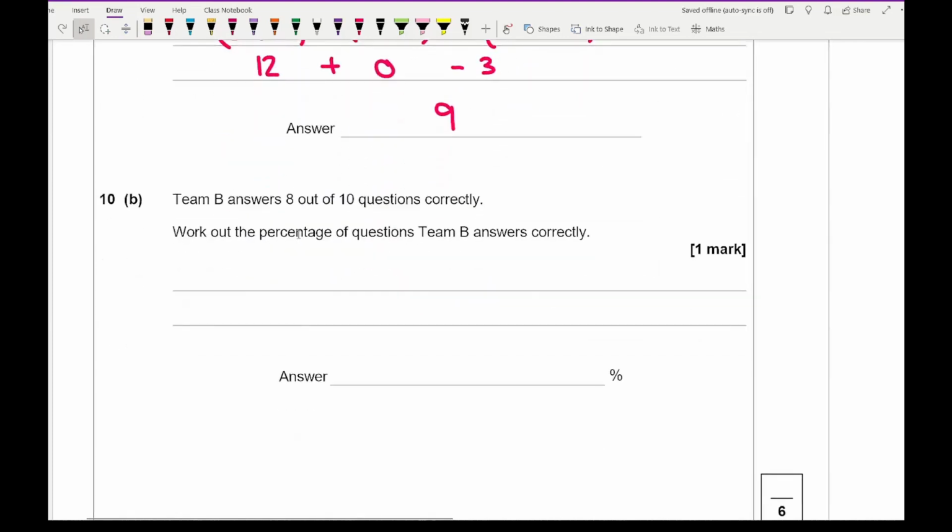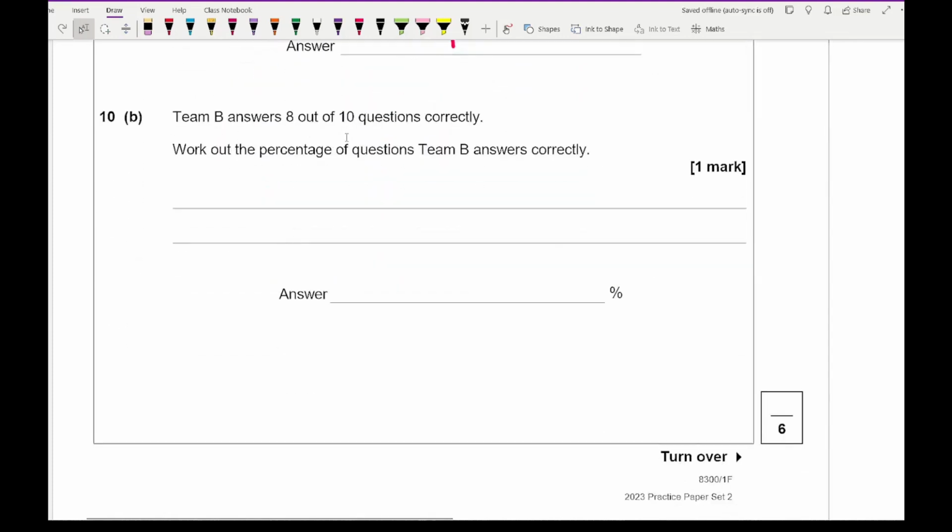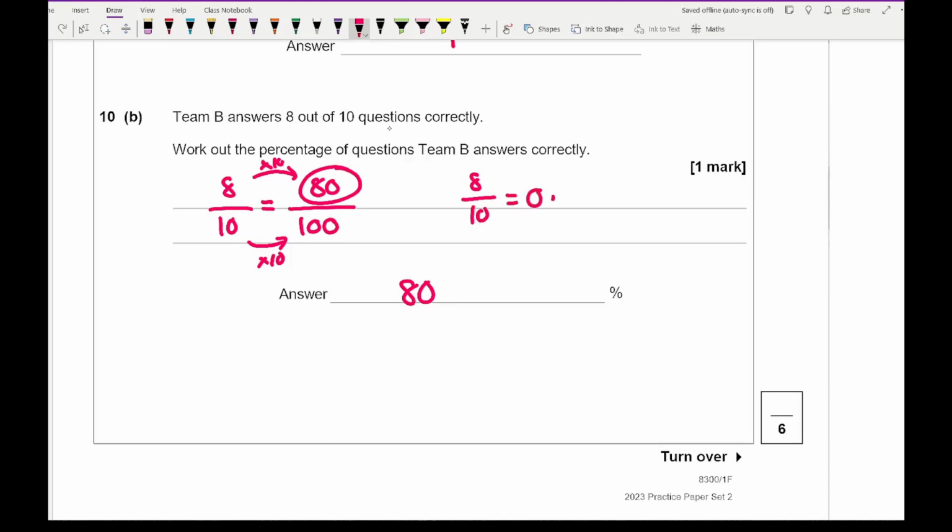It then says Team B answers 8 out of 10 questions correctly. Work out the percentage of Team B's answers correctly. So it's going to be 8 out of 10. If I want to convert that to a percentage, I can either make the denominator 100, so multiply by 10, so the numerator is going to be 80, so then it's going to be 80%. Or you could know that 8 over 10 is 0.8, and that as a percentage is 80%.